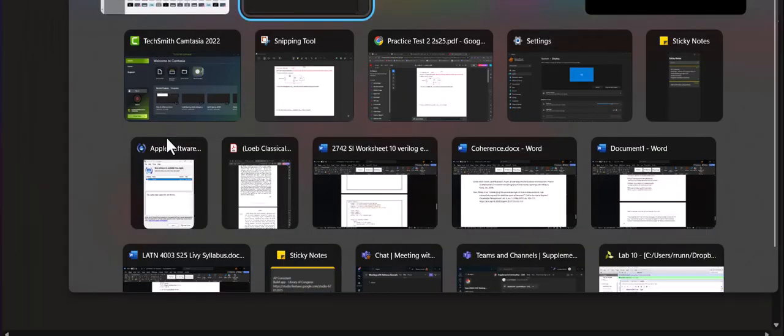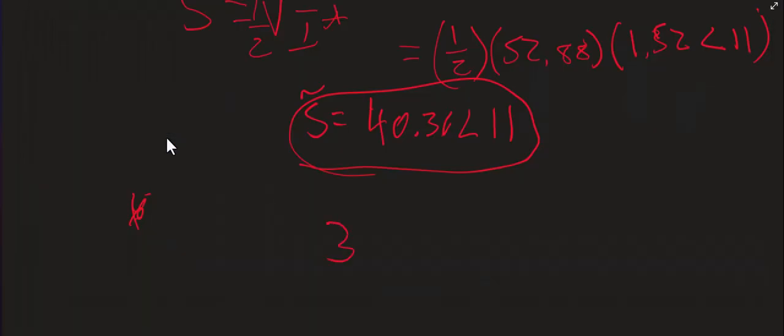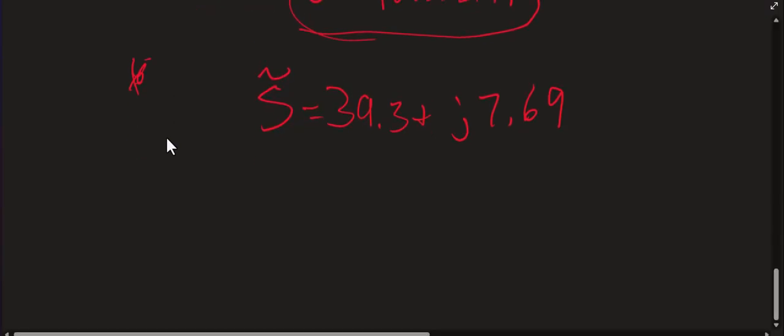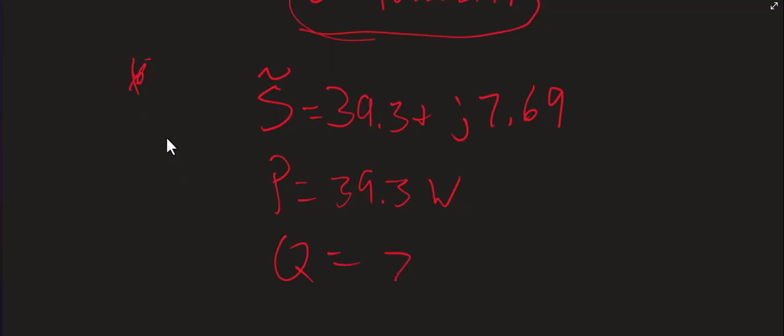39.3 plus j7.69 is the complex power in polar form. Now that I have that, it's easy. Real power is 39.3 watts. If it asked for reactive power, it'd be 7.69 VAR.